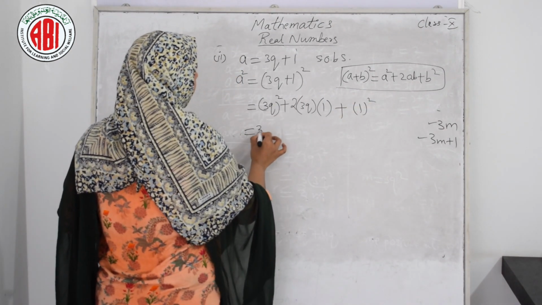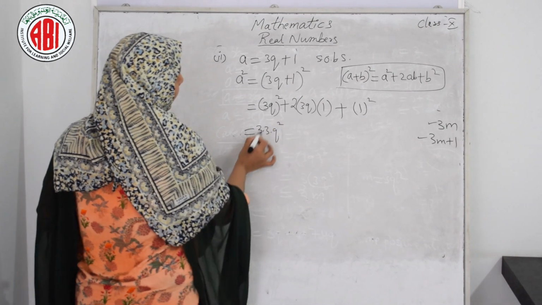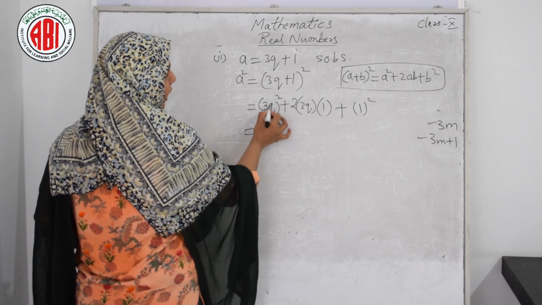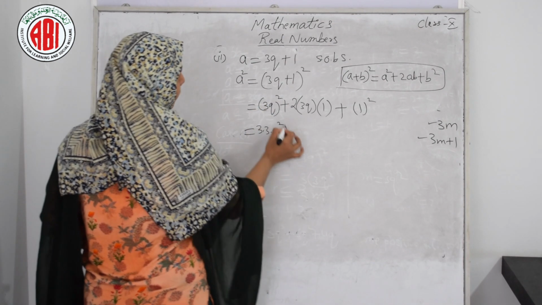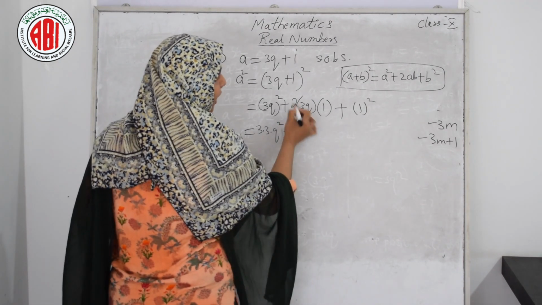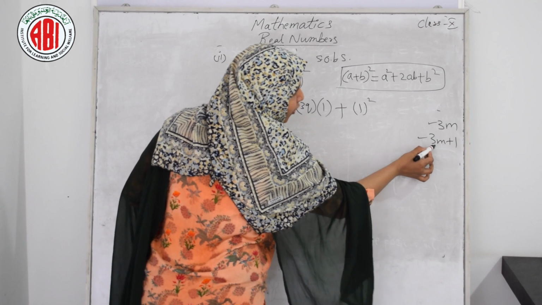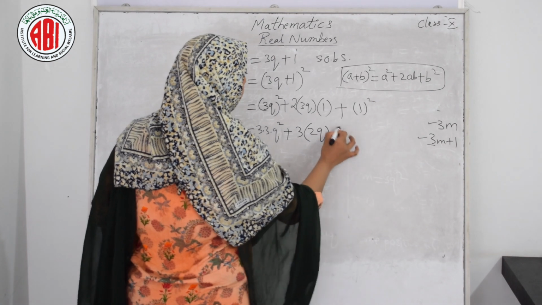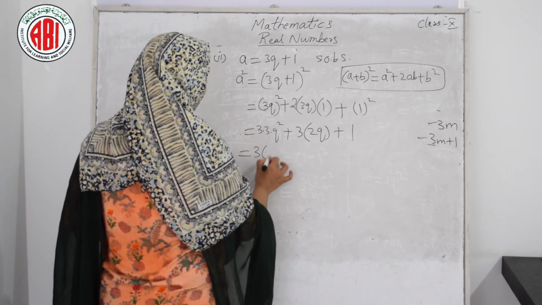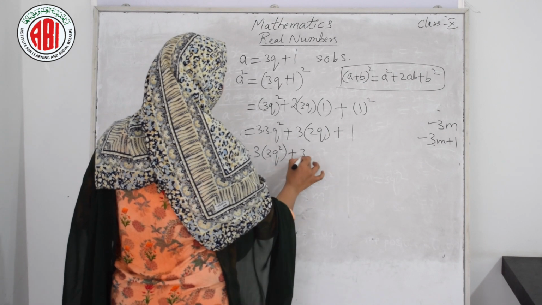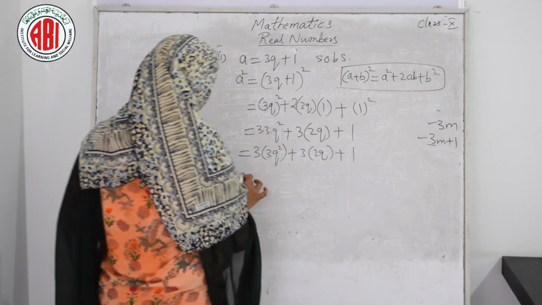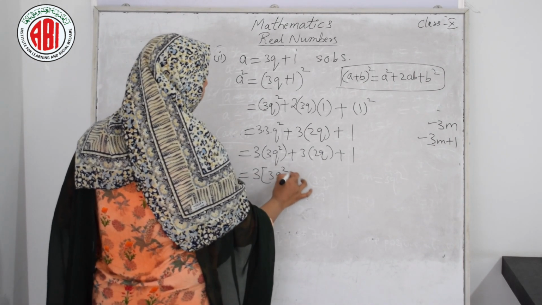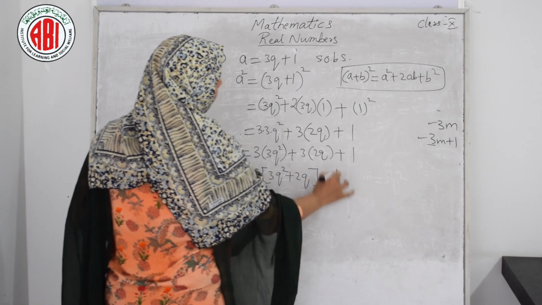3q square means 3 square into q square. I am writing 3 square as 3 into 3, q square as it is. We are removing the bracket, applying 3 square and q square. So 3 square is 3 into 3, plus, here there is no need to multiply because we have to take 3 common. In the question we have to prove this in terms of 3, so we take 3 common. 2 1s are 2, 2q plus 1. So 3 into 3q square plus 3 into 2q plus 1. Now we are taking 3 common here: 3 into 3q square plus 2q plus 1.